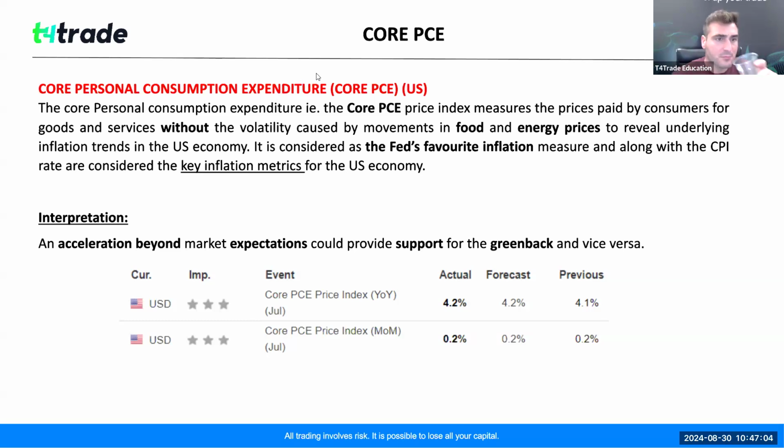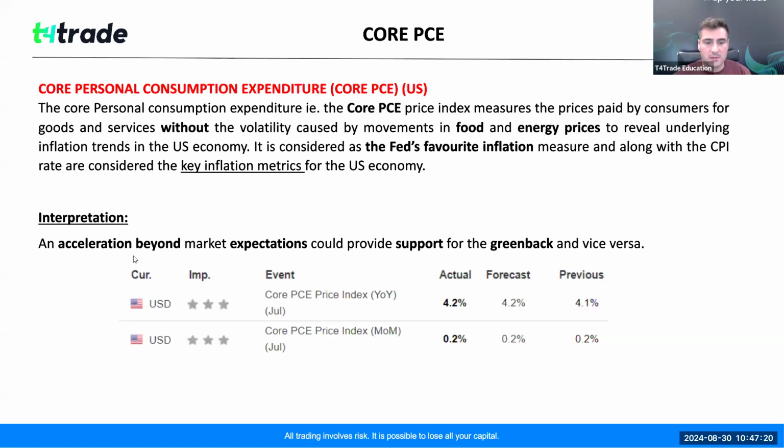It is considered the Fed's favorite inflation metric, along with the CPI rate. CPI is also important, but most people tend to place a little bit more attention on the core PCE because that's what the Fed uses in order to make their policy decisions.